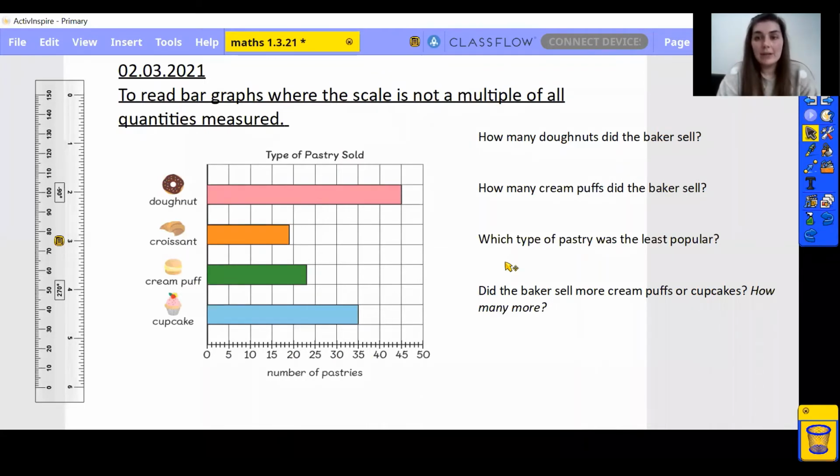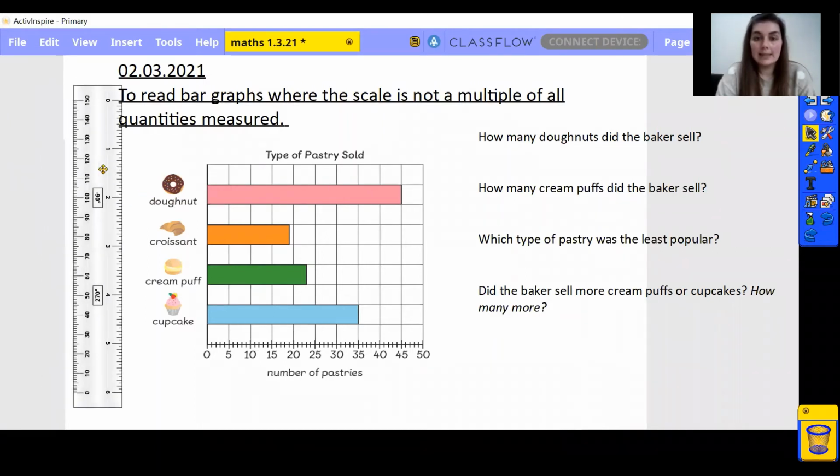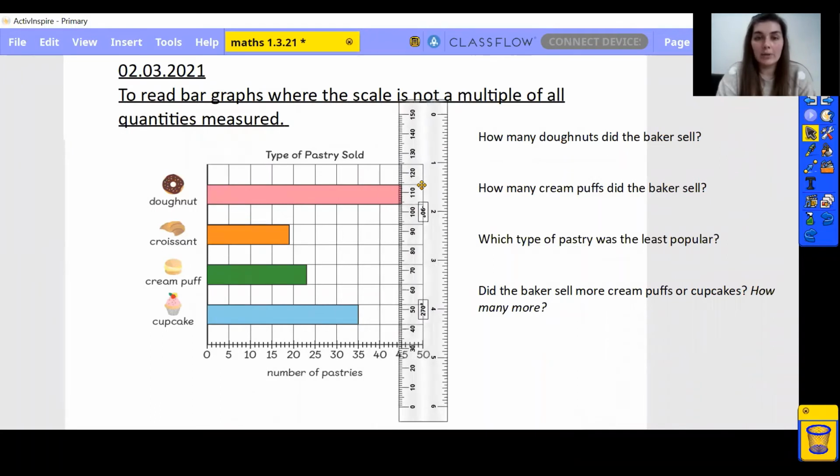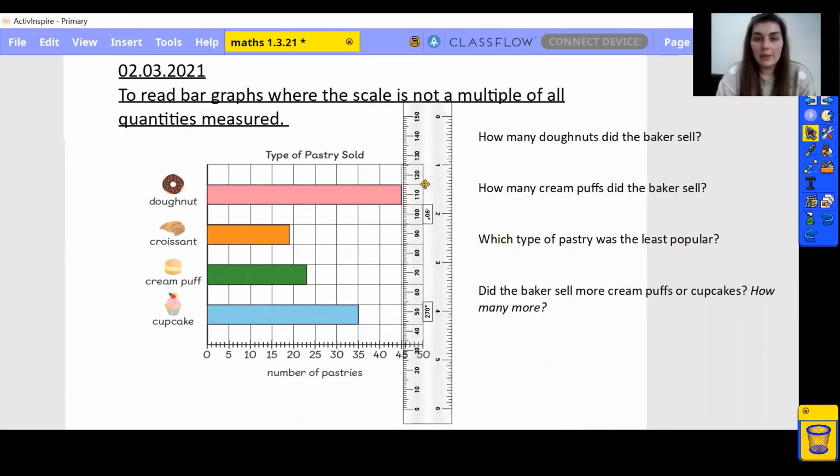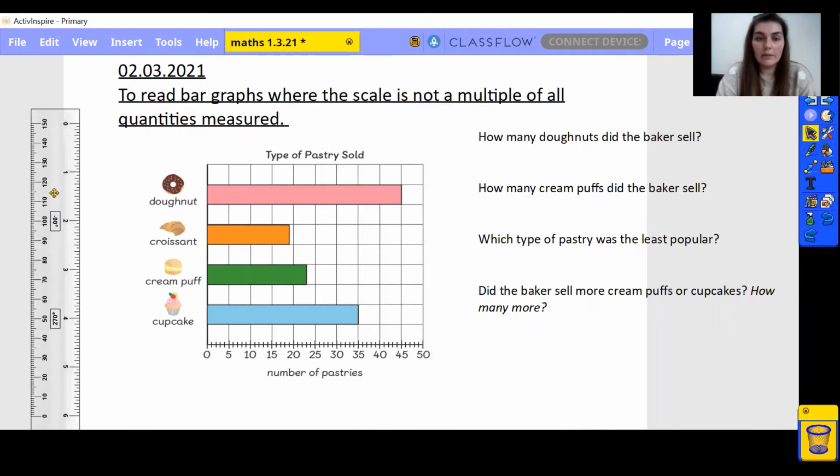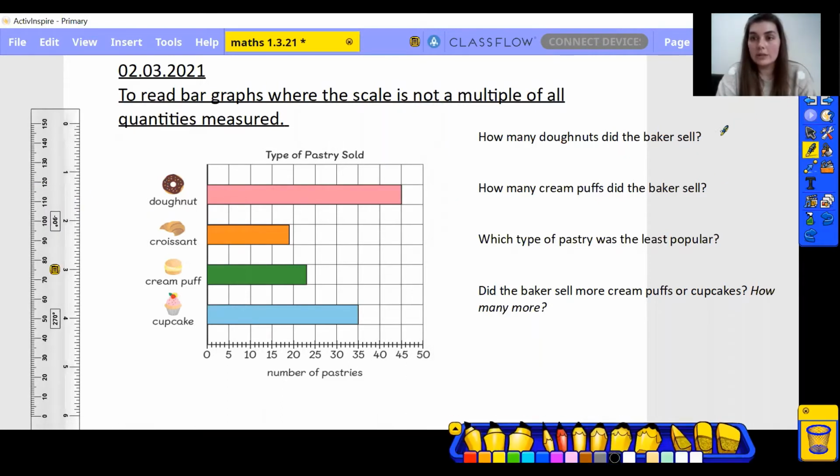Okay, so let's have a look at the answers. So for our first question, how many donuts did the baker sell? Now I know the donuts are the pink bar, and I'm going to use my ruler like in yesterday's lesson to measure accurately. And I can see that the donut bar lines up with 45, so that is the number of pastries sold.